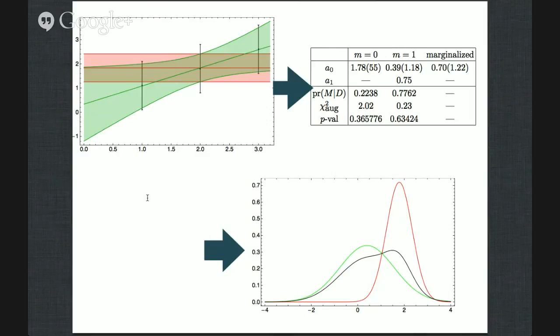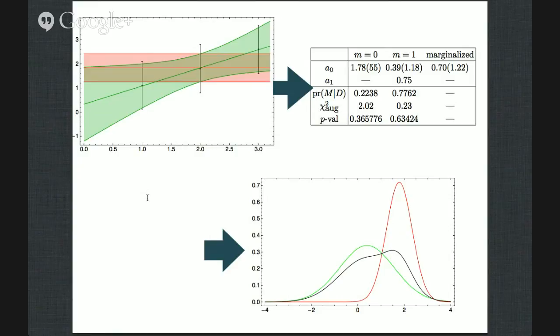And so I do this combination procedure. I just do a weighted sum of these. If I want to know what A0 is, marginalizing over my choice of model, I just do a weighted sum, weighted by these evidence factors, for both the mean and for the error bar, and this is what I get.